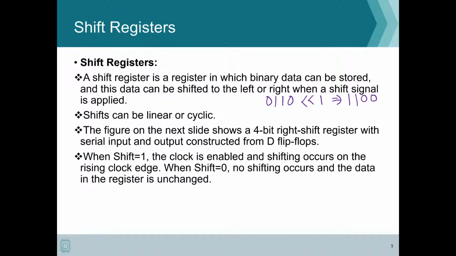Similarly, if I have a value 1, 0, 1, 0, and I do a right shift, then you can see here the result would be 0, 1, 0, 1. As you can see, I have actually performed a right shift operation of the value by 1 bit location.